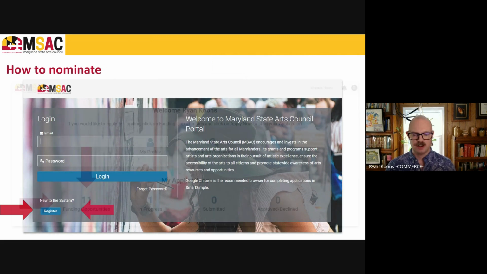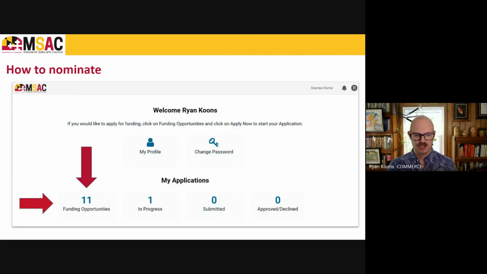And once inside, on your grantee dashboard, you'll see a variety of things. The two red arrows here are pointing to funding opportunities. The actual number there is 11 here, but will definitely change over time as grants open and close. And beginning on August 26th, 2024, it will open and include the Heritage Award. That is where you will find it. You will be able to click through and make the nomination, upload materials, and submit.